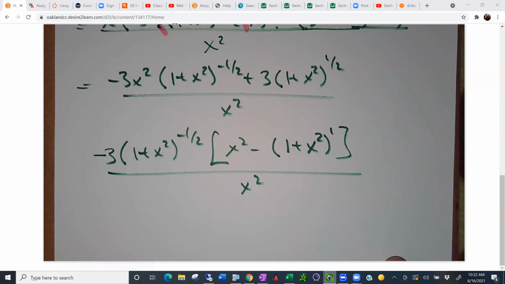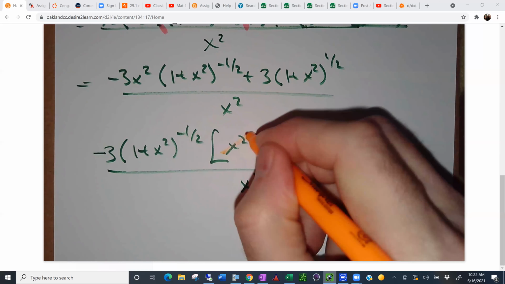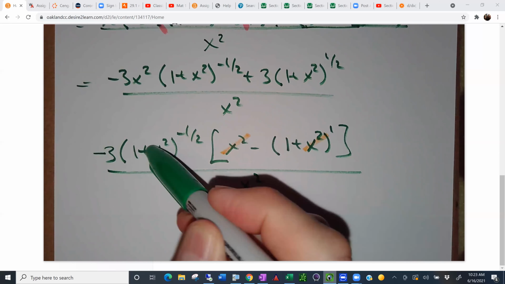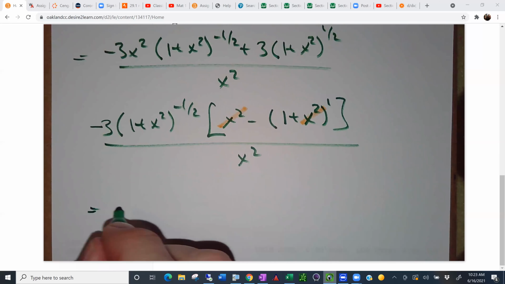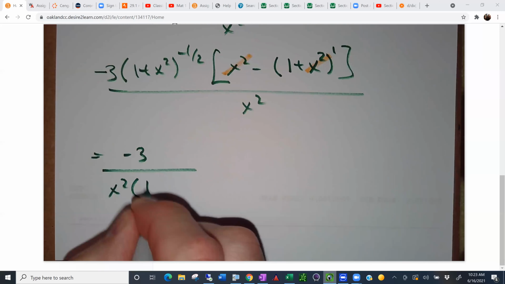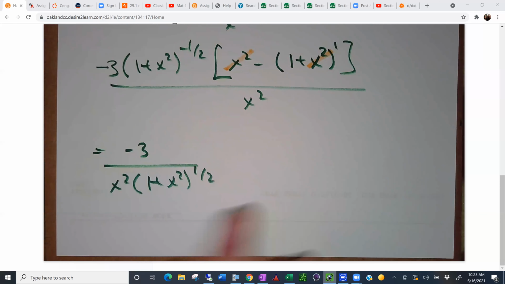Now, a lot of nice things happen here all at once. This x squared and this x squared cancel each other out. This comes down to the denominator, and I'm left with negative 3 over x squared times 1 plus x squared to the 1/2.